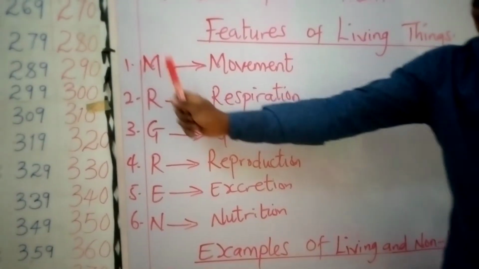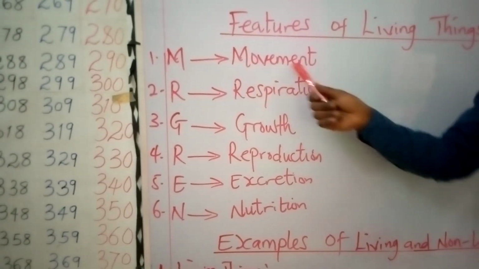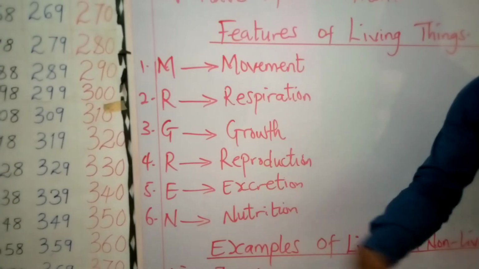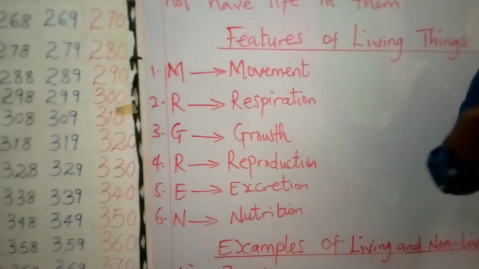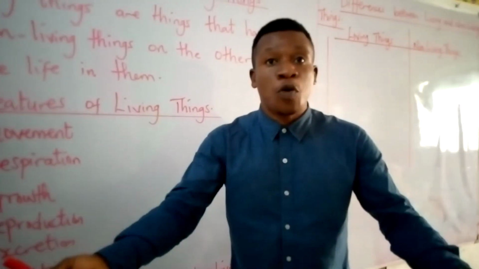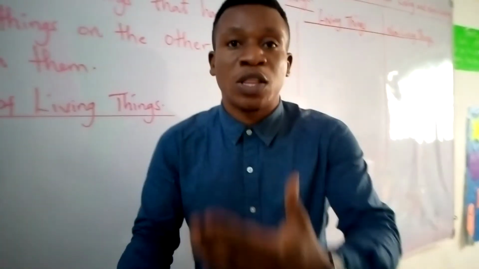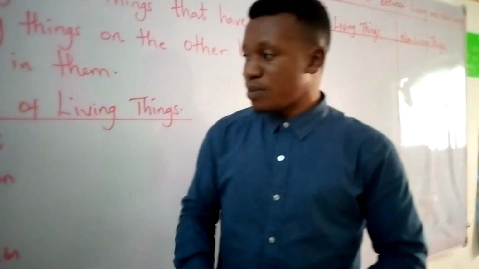The first letter, letter M, stands for movement. Living things move. They move from one place to another. Animals move from one place to another in search of food. You and I have to move from one place to another to get food to eat.